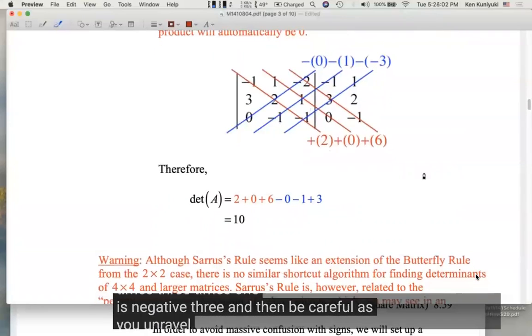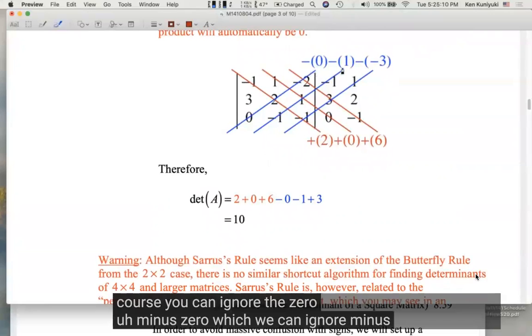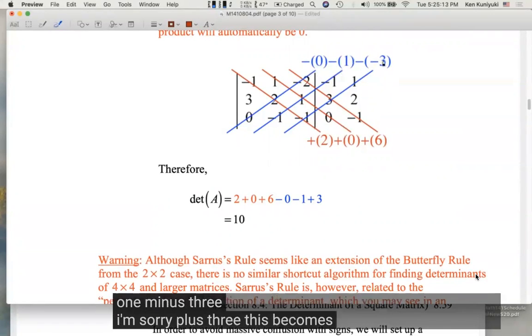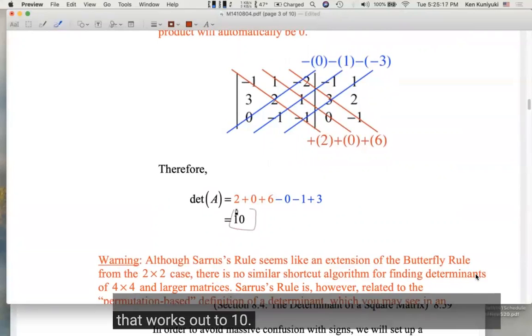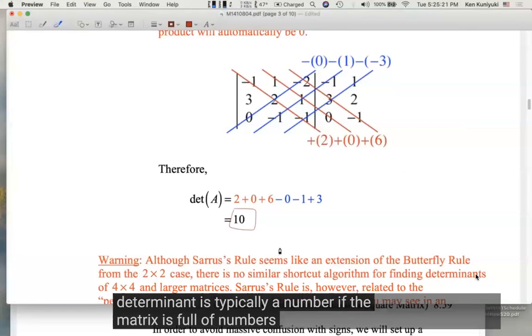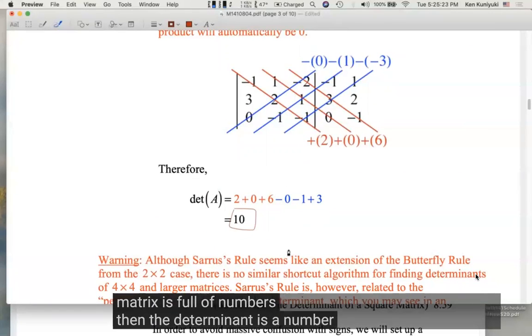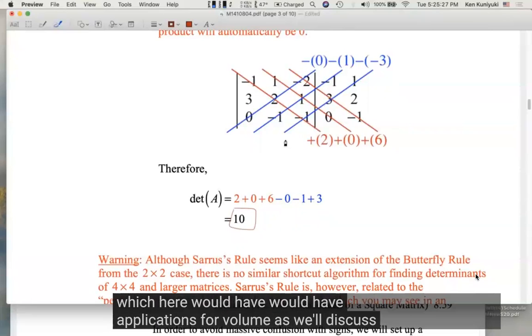And then be careful as you unravel the signs. 2 plus 0 plus 6. And then, of course, you can ignore the 0. Minus 0, which we can ignore. Minus 1, minus negative 3. I'm sorry, plus 3. This becomes a plus 3. That works out to 10. A number. A determinant is typically a number. If the matrix is full of numbers, then the determinant is a number, which here would have applications for volume, as we'll discuss later.